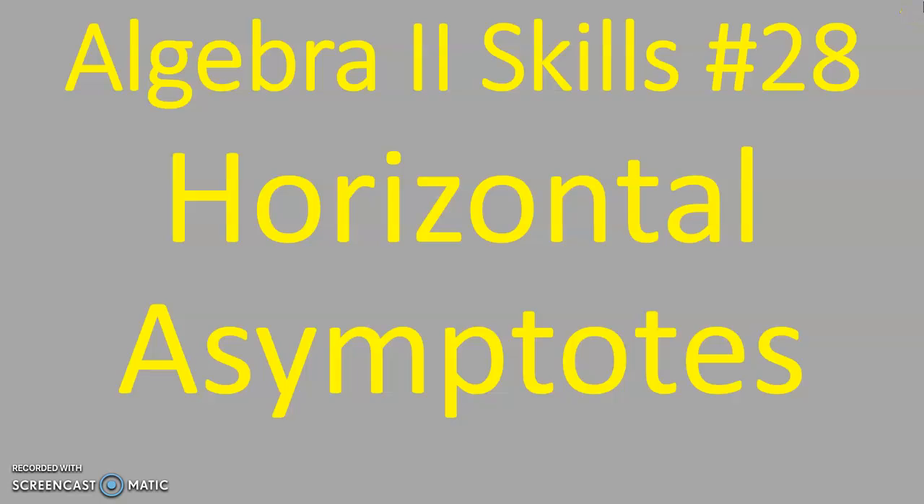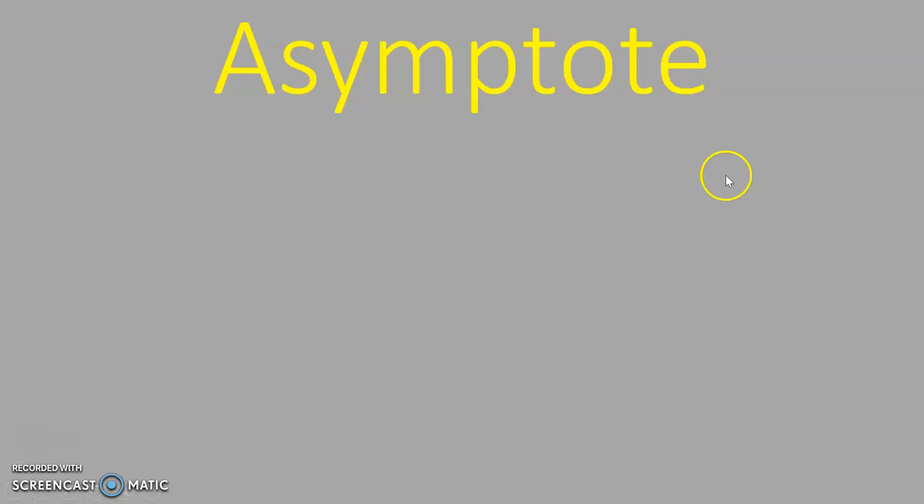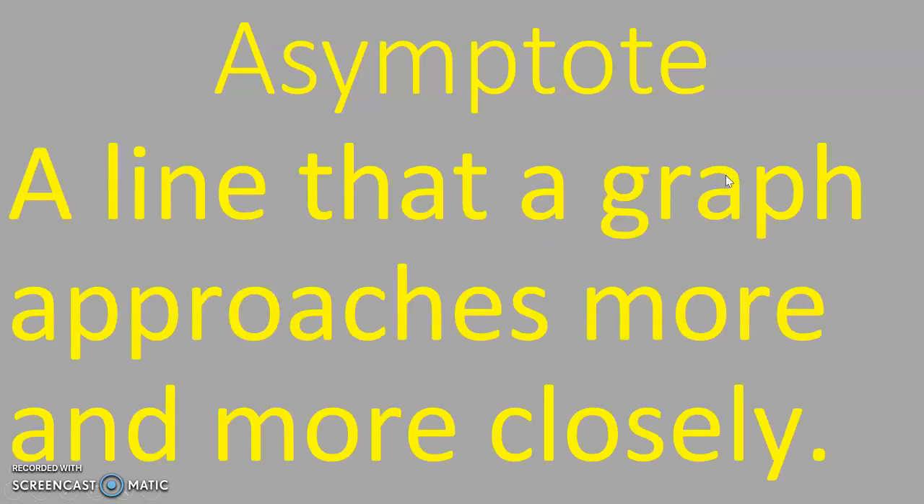Okay, Algebra 2 skills number 28, horizontal asymptotes. So an asymptote, will remind you, is a line that a graph approaches more and more closely. So how to find horizontal asymptotes? I actually have some rules that you have to follow by, and it's a calculus-based idea. So we're just going to give you the rule and have you apply it here.